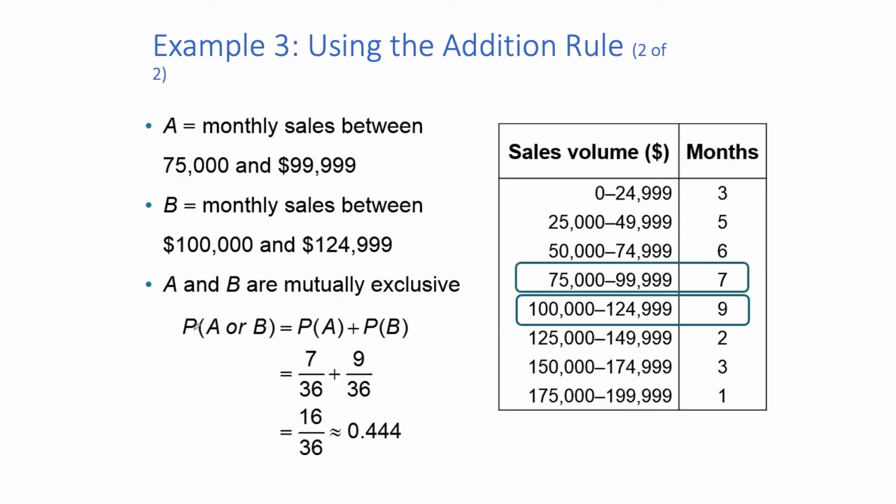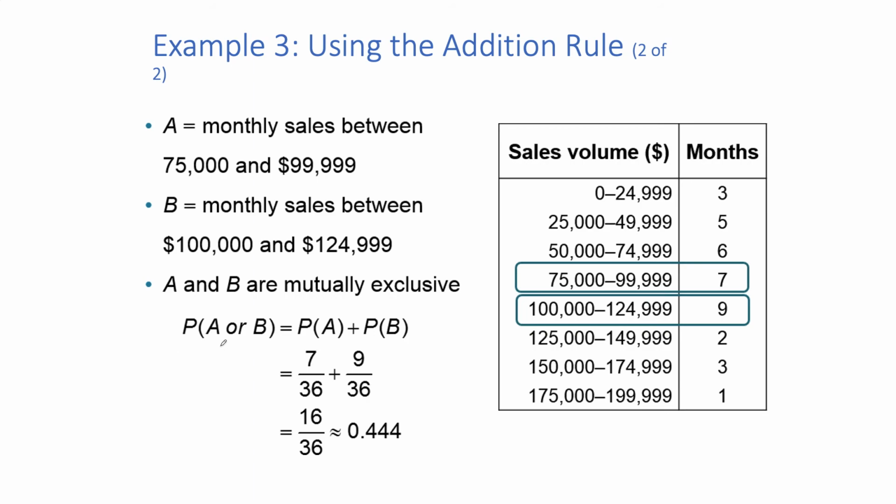A and B are mutually exclusive. I can never have sales where I am both in this range and in this range because the cutoffs are correct. I can't ever really have sales of both 99,999 and 100,000 at the same time. So there's no way I can have both of these events happen simultaneously. So the two events are said to be mutually exclusive.